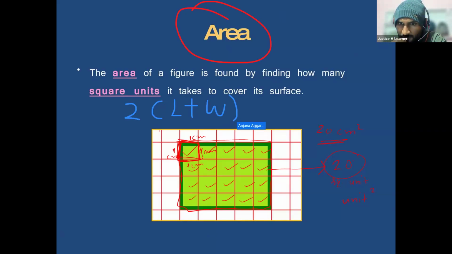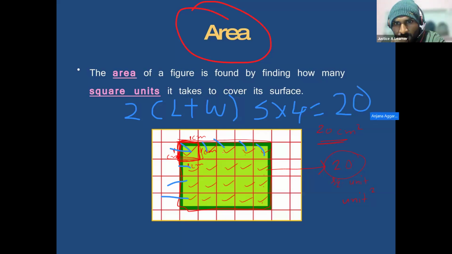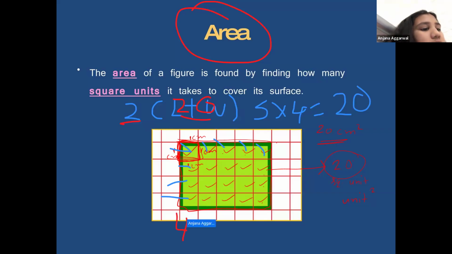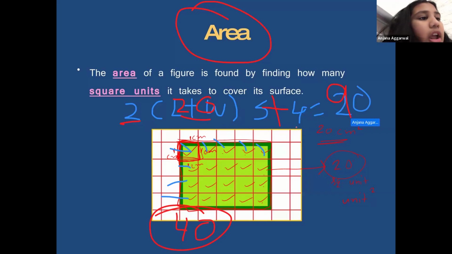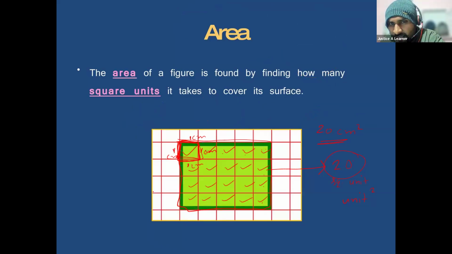I made a mistake here. This one is the covered area. That's 5 times 4 equals 20. So in the middle part, this is 20, and then 20 times 2 is 40. So the answer should be 40. Actually, no. It should be plus. So 5 plus 4 is 9, and 9 times 2 is 18. So 2 squares are actually missing here.